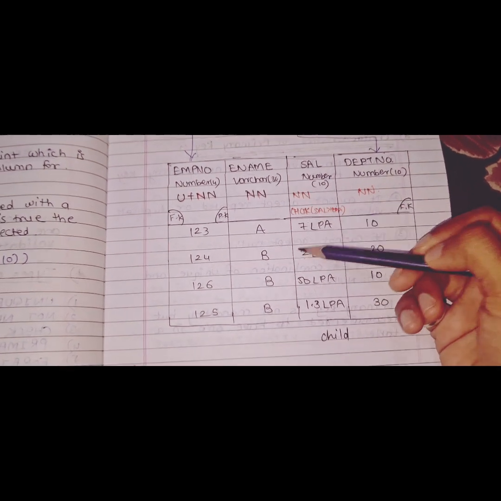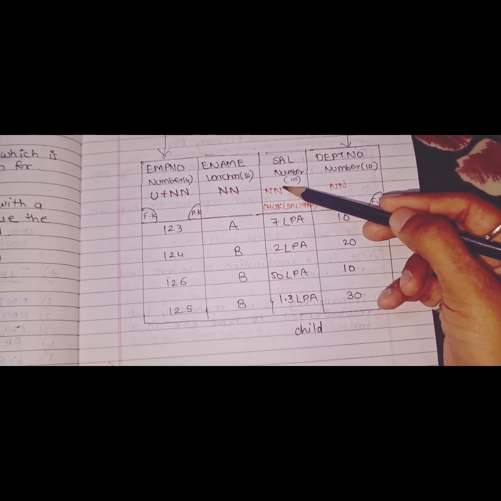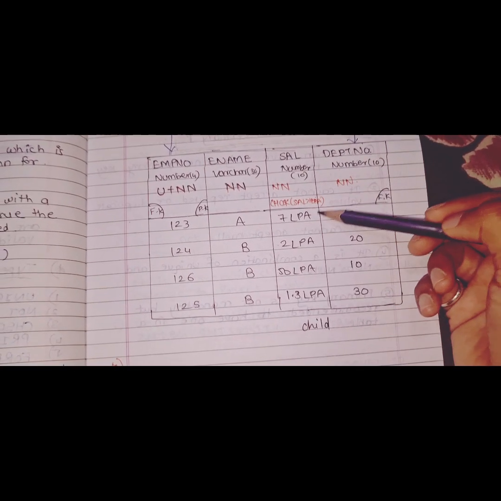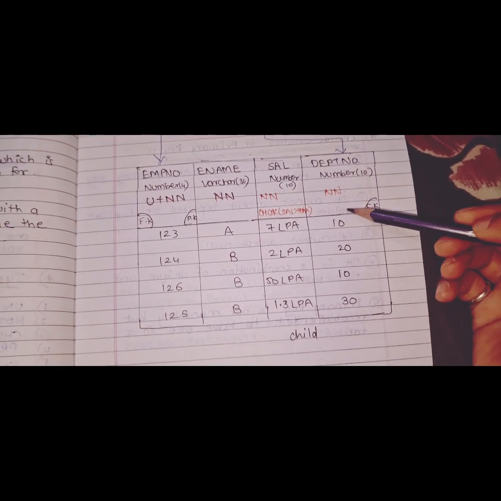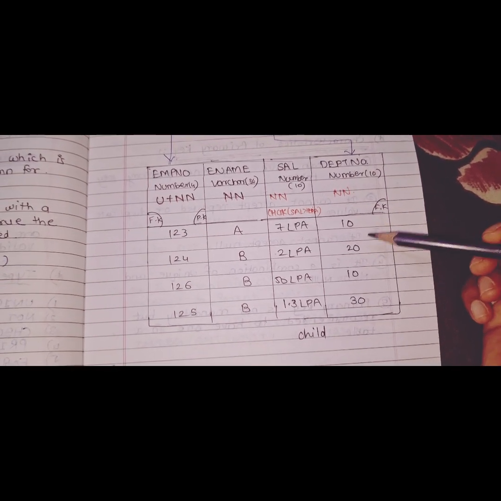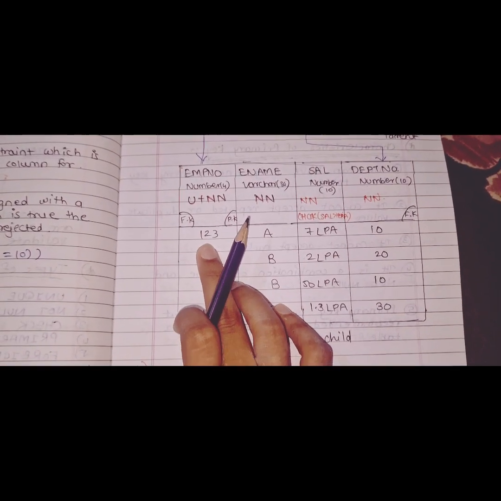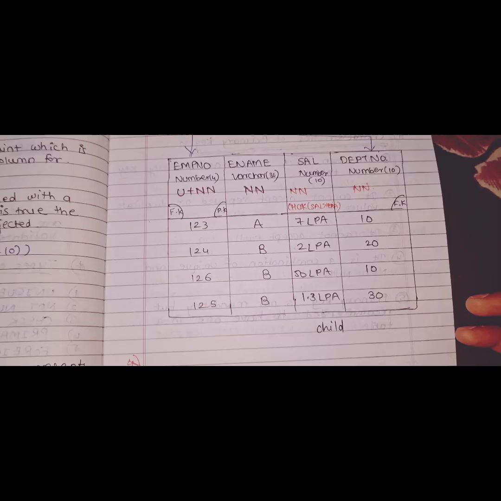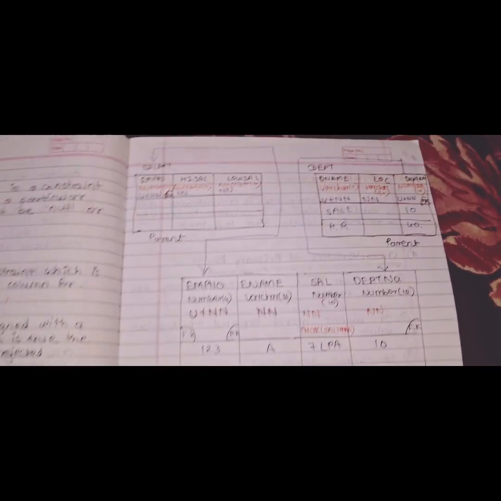Every employee has a name, so it cannot be null. Salary should not be null, and we can apply a check constraint here. Salary must be greater than 0, or 1 LPA. Department number should be not null, but it can be any value, like two employees can work in one department, so it can be duplicate. So only the not null constraint is applied here.